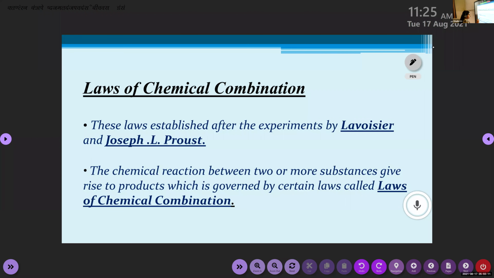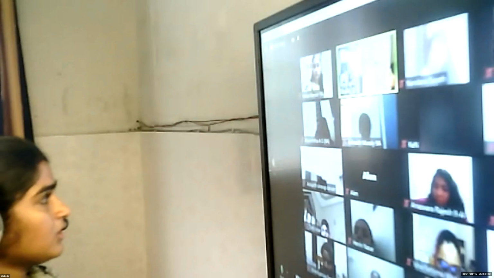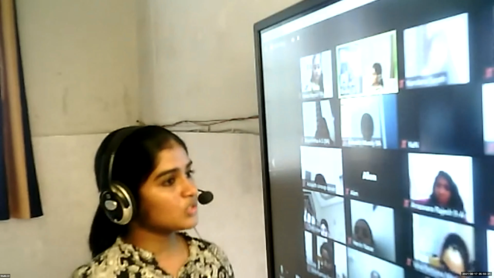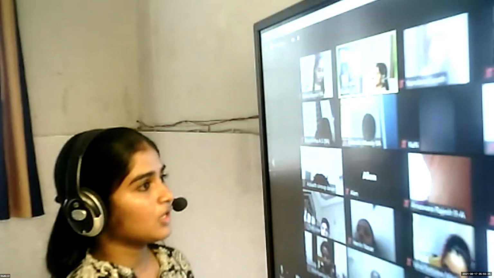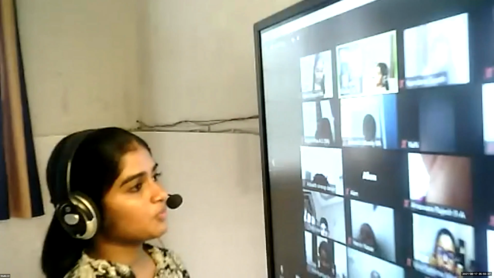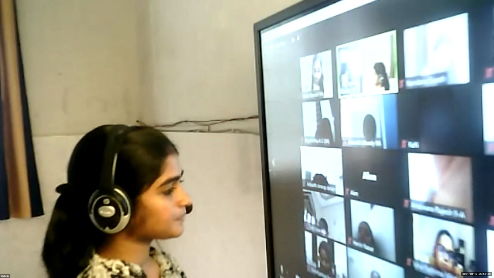Okay, then the chemical reaction between two or more substances. If A is one reactant, then B is another reactant. The substance that undergoes a reaction is known as reactant, and the new substance obtained is the product. Clear, children? The substance that undergoes a chemical reaction is known as reactant. Then the new substance obtained is known as product.